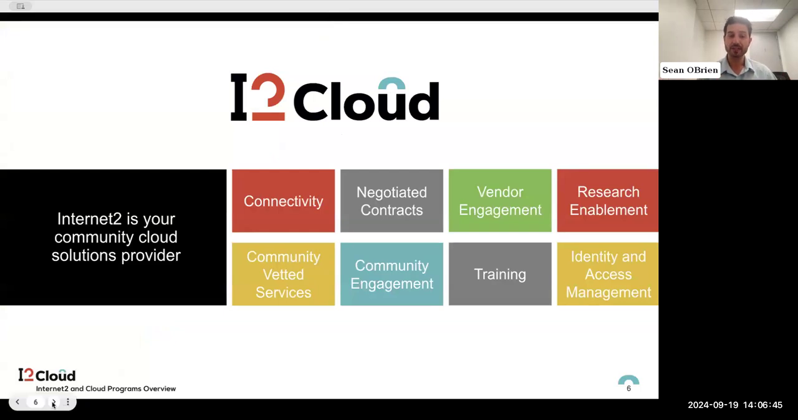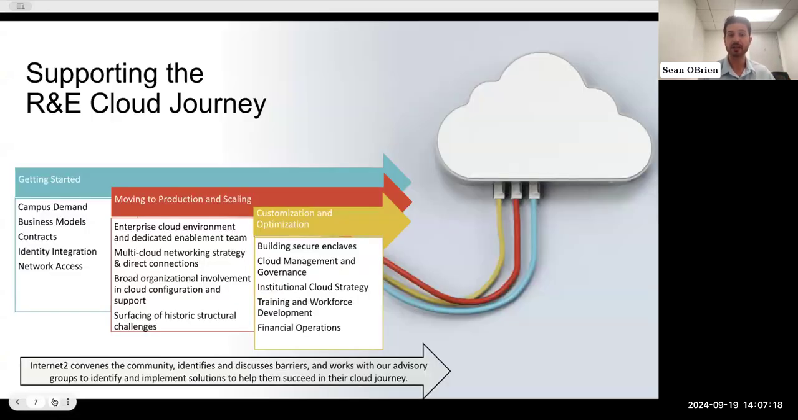So a little bit about Internet2 and Internet2 in the cloud. Internet2 strives to be a community cloud solutions provider. So thinking about things like network connectivity, how do we help you get access in a cost-effective and secure and enhanced way, access to critical cloud services? How do we negotiate contracts, engage with vendors? How do we support functions like training? We're really looking at how do we help you collaboratively remove barriers to adoption of the cloud and enhance your use of the cloud. And the Net Plus program is a critical part of that here at Internet2.